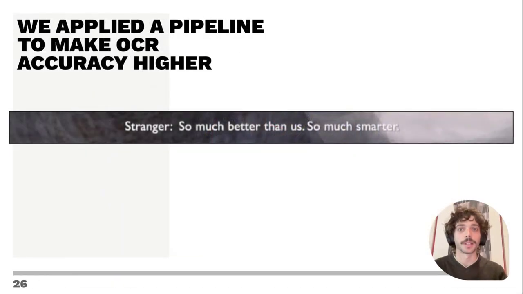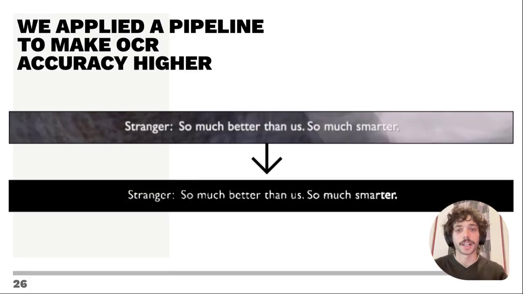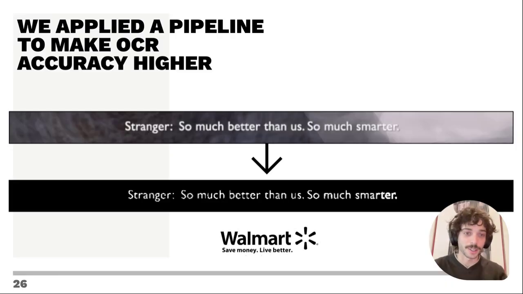So we applied a pipeline to make OCR accuracy higher due to these challenges. So imagine this input, "stranger so much better than us, so much smarter," has this background. We can imagine that the original image was the entire crop of the image. And we take a subsection of that and apply some processing techniques to get something closer to our Walmart receipt, which OCR does a lot better at reading.